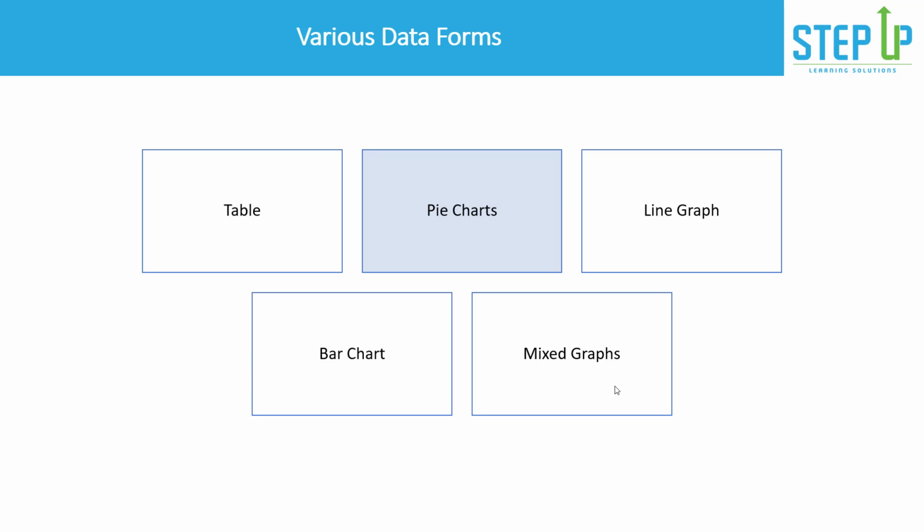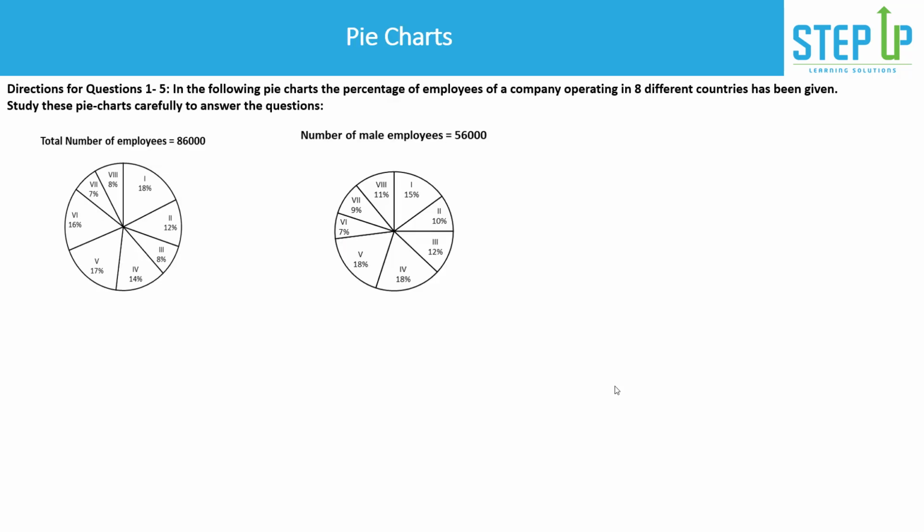So let's get started. The first thing about a pie chart is that in percentage terms it would always be 100%, which is nothing but 360 degrees being 100%. And half could be 180 degrees or 50%, and so on. So now let's come to our question.